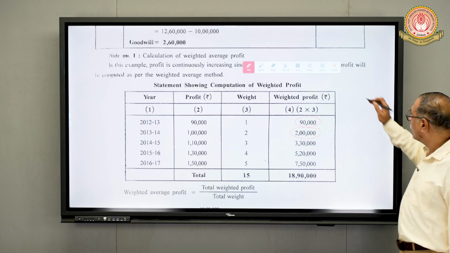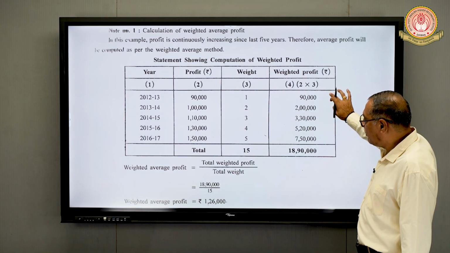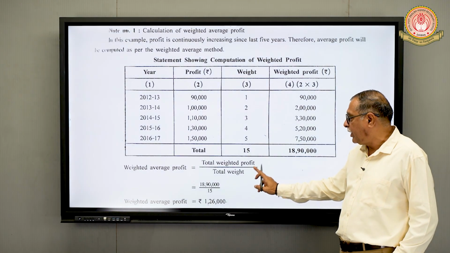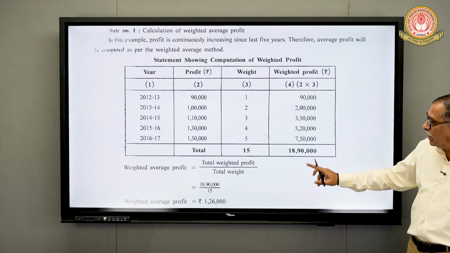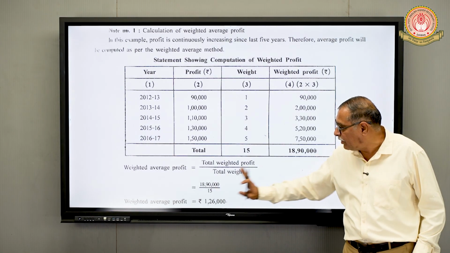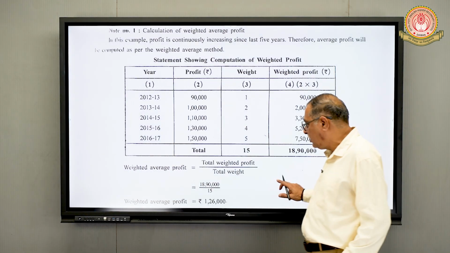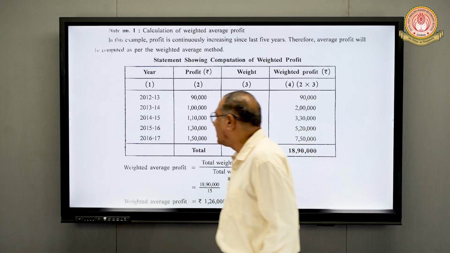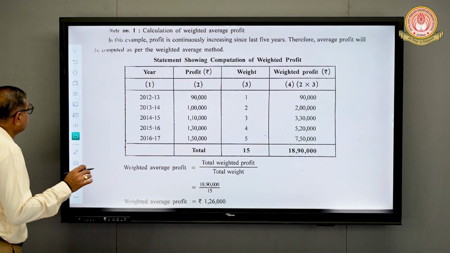Okay. So we can see the next. Now we will calculate the weighted average profit, total weighted profit divided by total weight. So this is 1890 divided by 15. 15 is weight total. So what do we get? Weighted average profit. So we got 1,26,000 as the weighted profit, right?